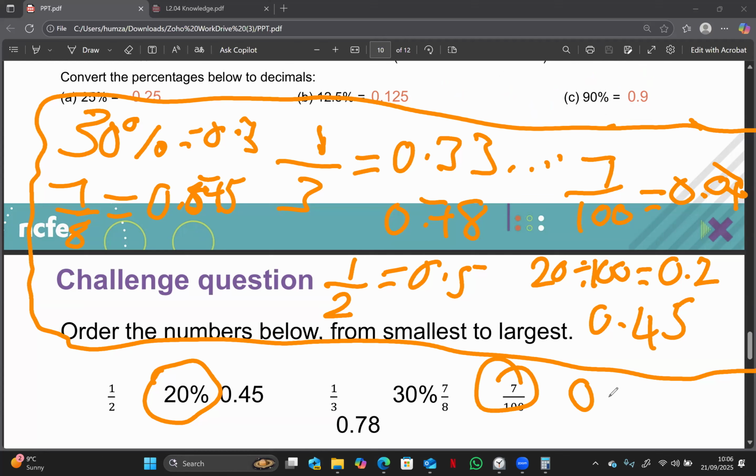This is 0.07. So multiply that by 100. 0.07 times 100, what's the answer? What do you get? It's 7. Okay. Now multiply 0.33 by 100. What do you get? It's 33.3. So what's bigger, 7 or 33.3?